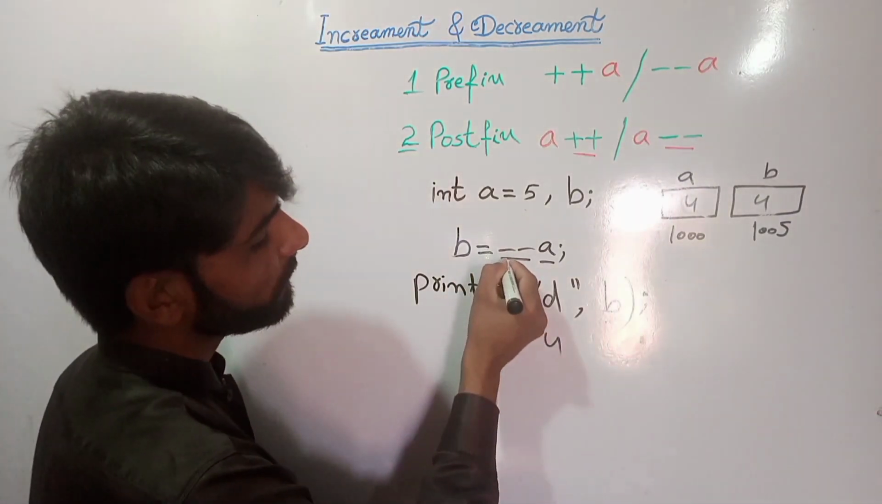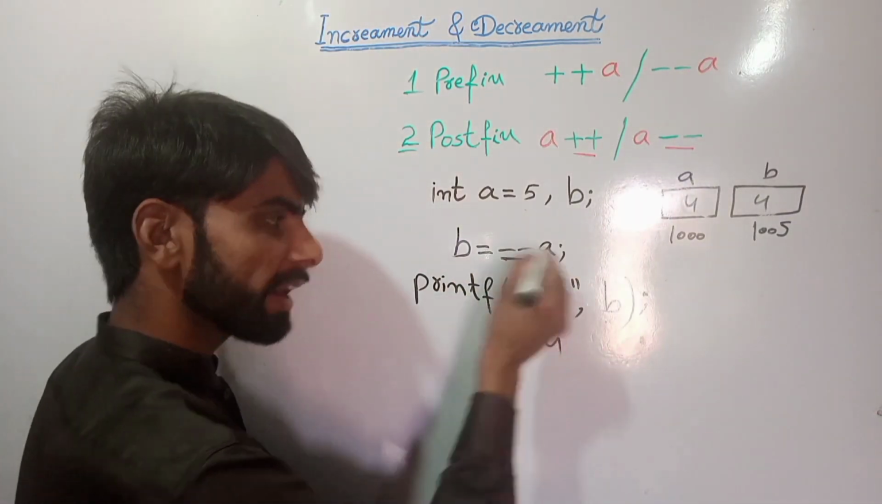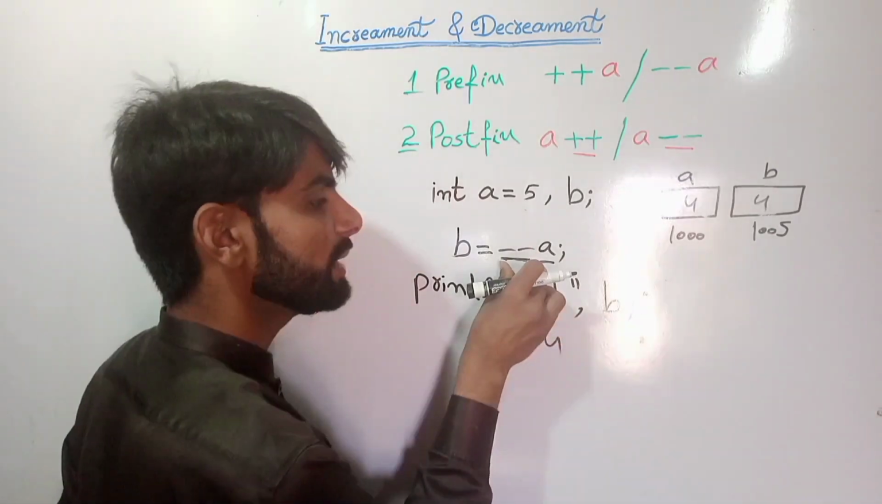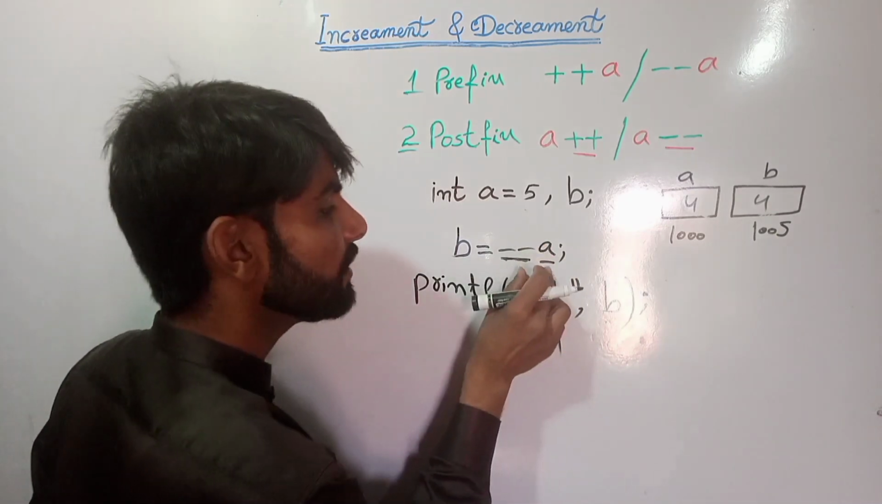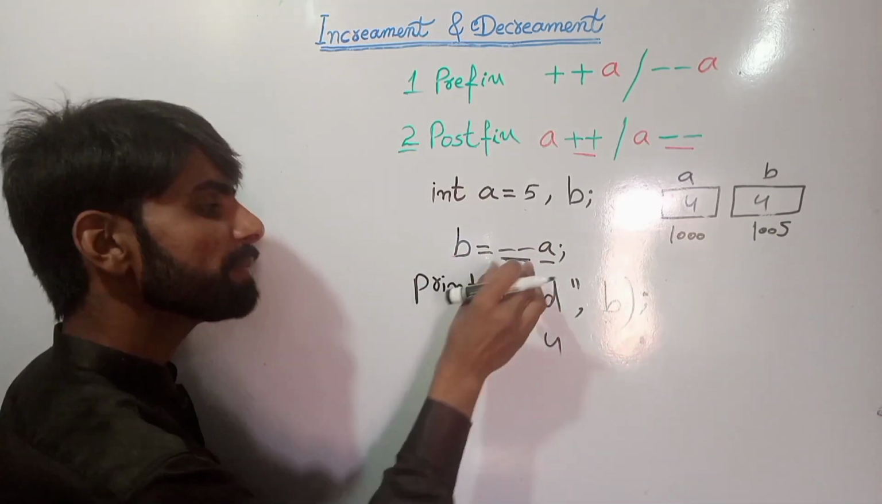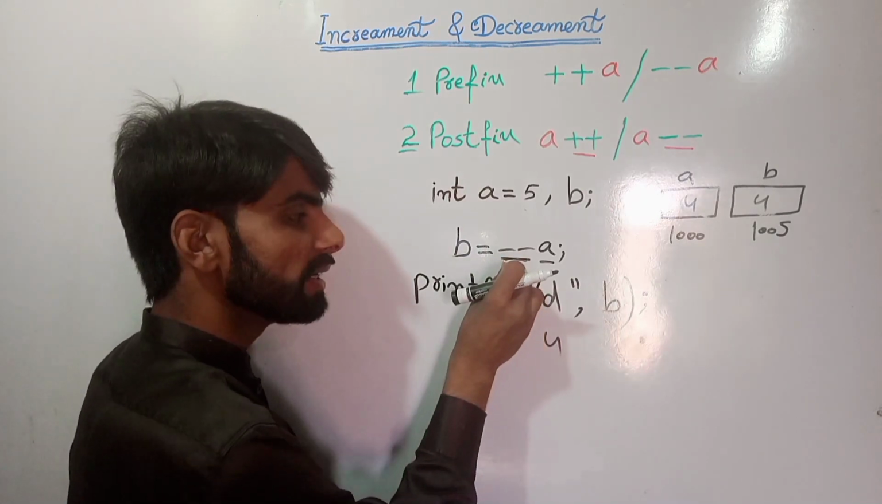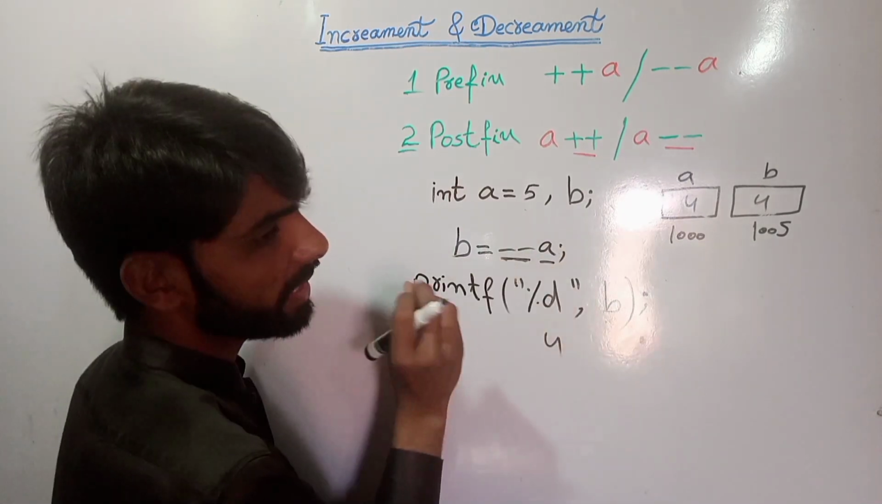Because in this case we have the decrement operator first and after it the variable, the value will first be updated, and the updated value will be used in this expression and assigned to this variable, right? Because we have the decrement operator first and after it the variable.